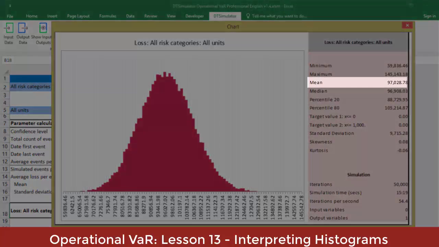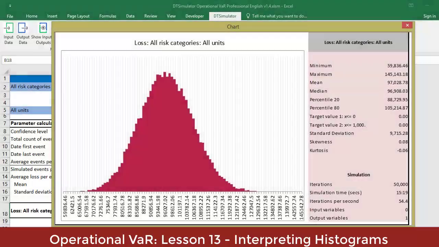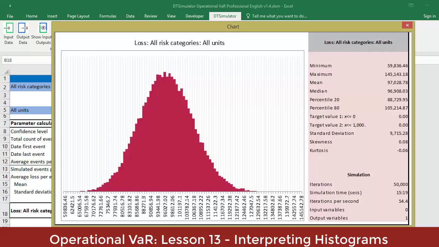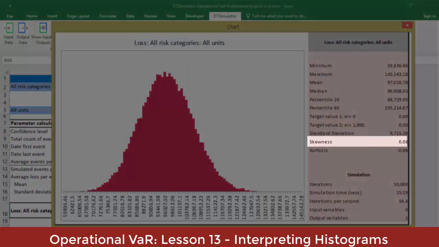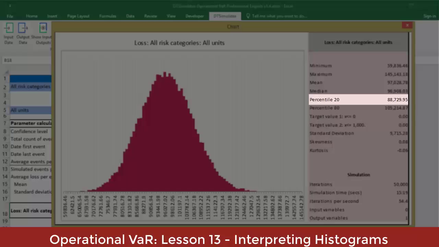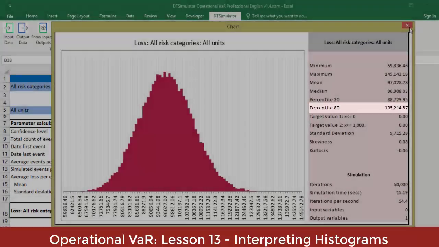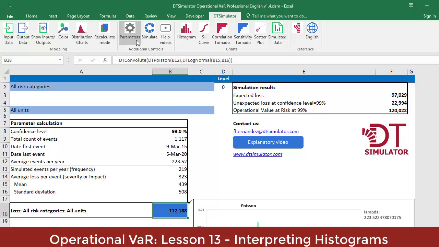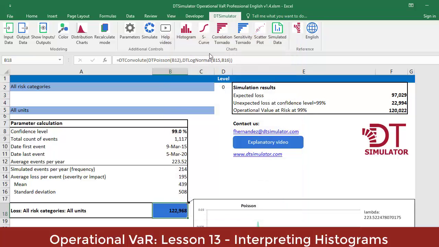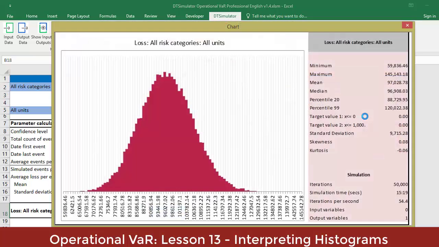The average value is around $98,000 and the median or 50th percentile approximates the same value, which tells us about a lot of symmetry in the distribution, a fact that is confirmed by the fact that the asymmetry index approaches 0. The 20th percentile is approximately $90,000 and the 99th percentile, with which we calculate the operational VAR, is somewhat over $121,000.